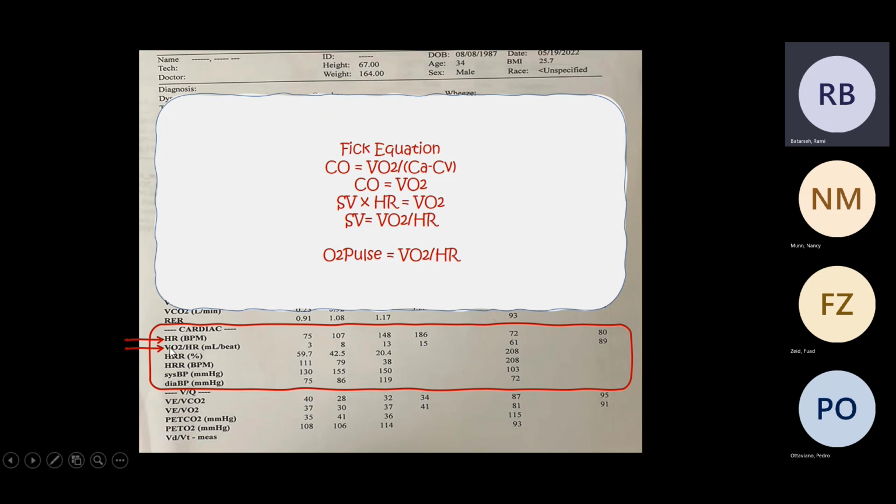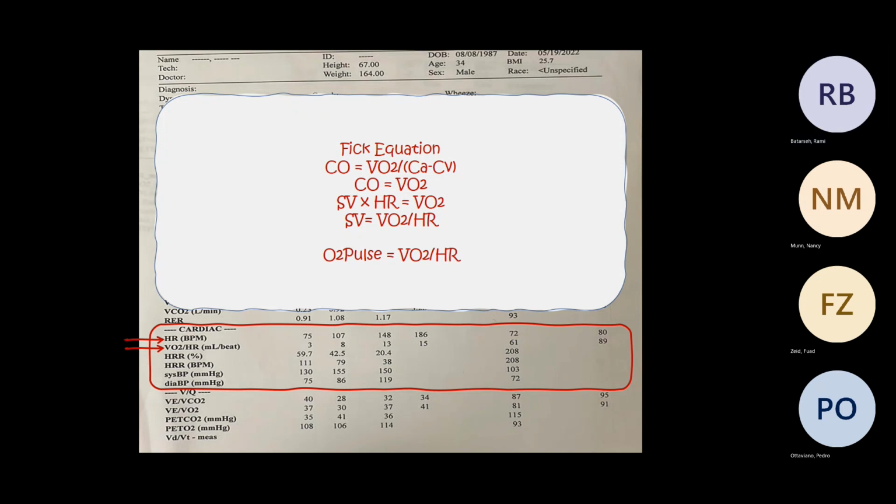So if I look at the VO2 divided by heart rate, what does that mean? I'm talking about what? Stroke volume. So when I look at this number in some tests, it will be O2 pulse, or it will be with the equation itself, VO2 divided by heart rate. So this is the stroke volume. We said stroke volume should start increasing with exercise. Is that right? And normally your stroke volume should be more than 10 ml per beat. That's your stroke volume.